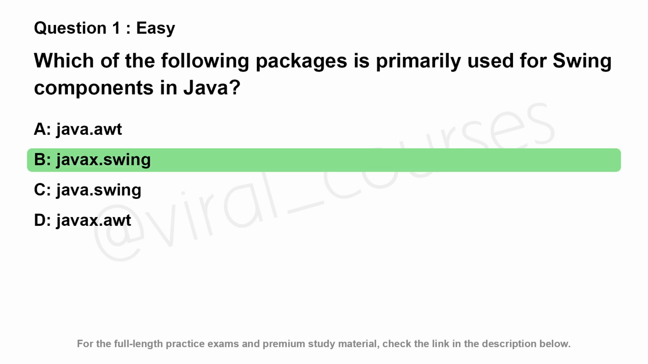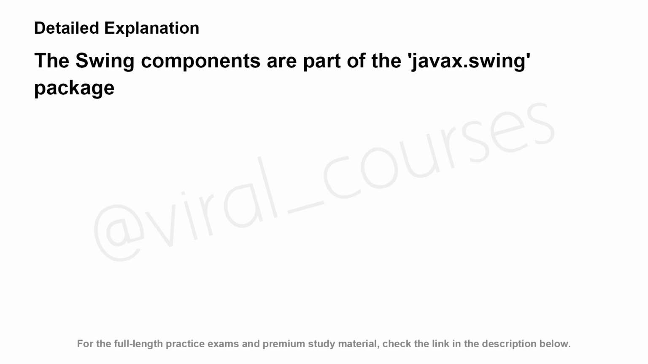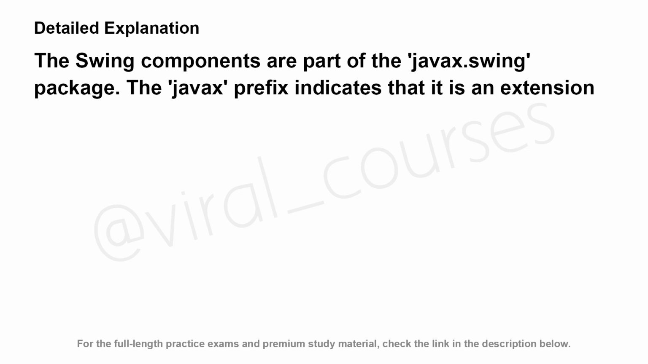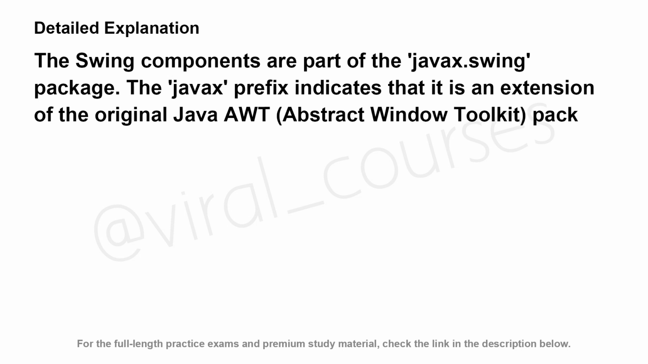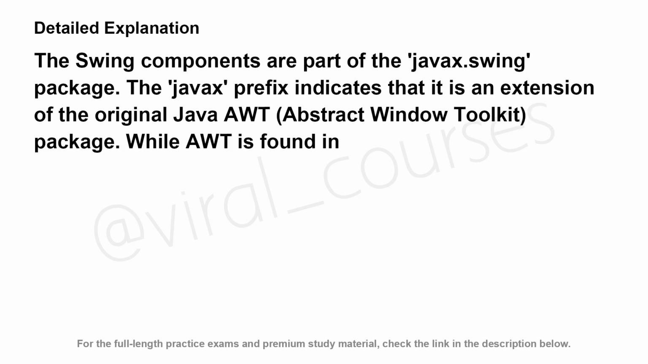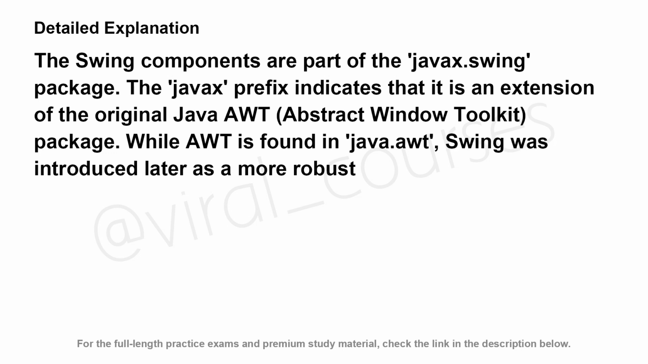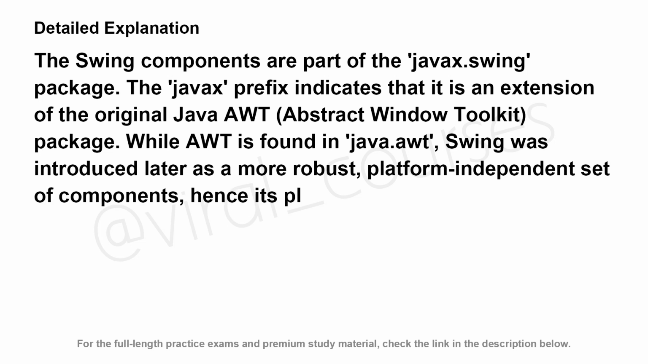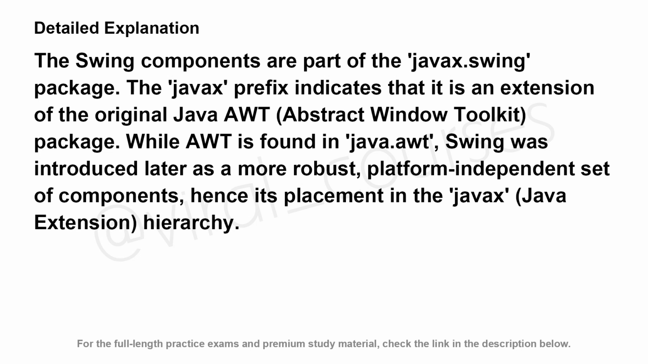The correct answer is B. The Swing components are part of the javax.swing package. The javax prefix indicates that it is an extension of the original Java AWT, Abstract Window Toolkit, package. While AWT is found in java.awt, Swing was introduced later as a more robust, platform-independent set of components, hence its placement in the javax Java extension hierarchy.